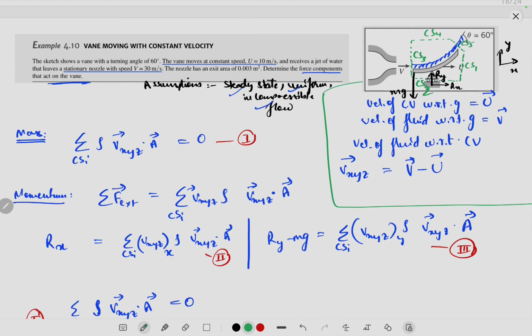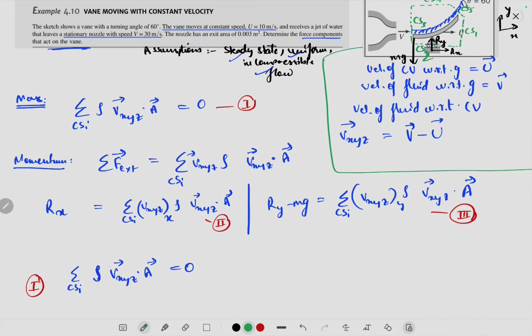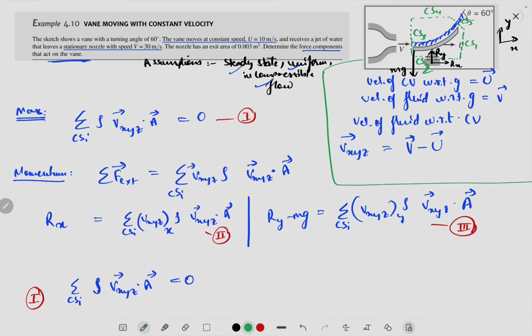Now let's write what rho Vxyz dot A is on those control surfaces. On CS1, there is no velocity, so this will not contribute to this equation. Similarly, CS2 will also not contribute to this equation. So the surfaces that will contribute to this equation are CS3 and CS5.